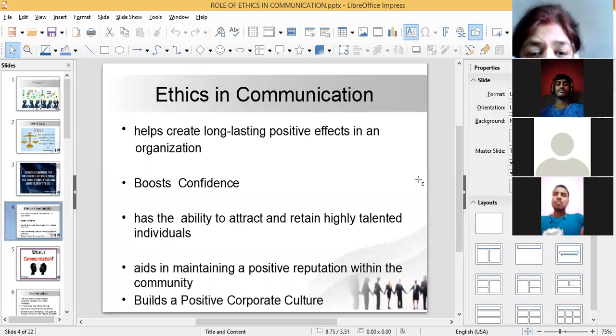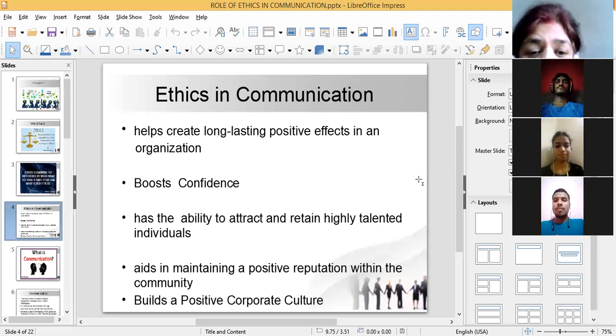The third is it has the ability to attract and retain highly talented individuals. Ethics is something which in itself is very positive. The word ethics is positive in itself. It creates an aura of positivity. It means people would like to work with you. People would like to come to you. People would like to work in your organization, in your group, with you as the leader. So it has the ability to attract and retain highly talented individuals.